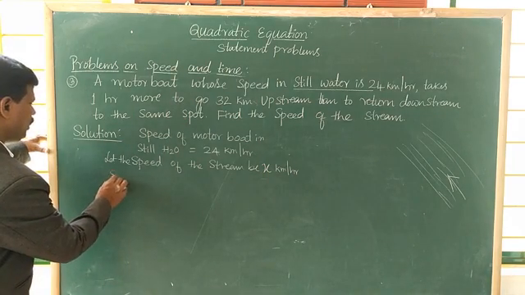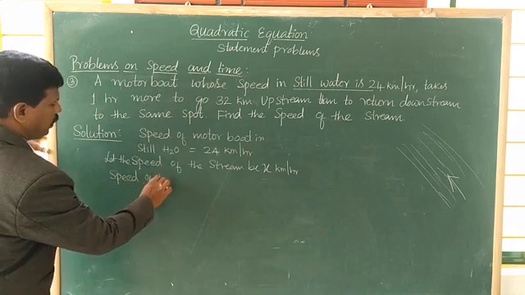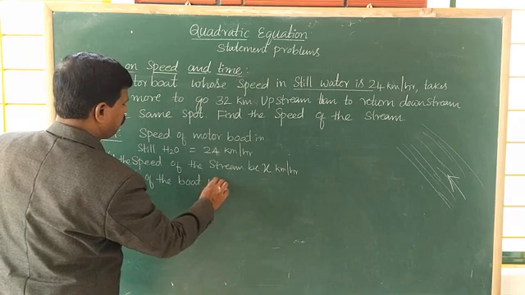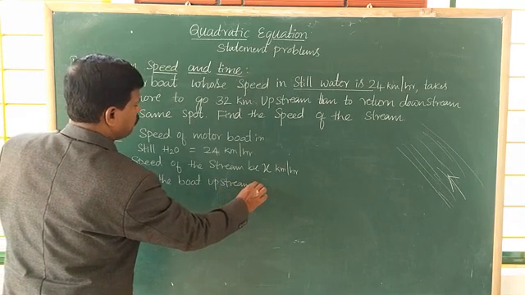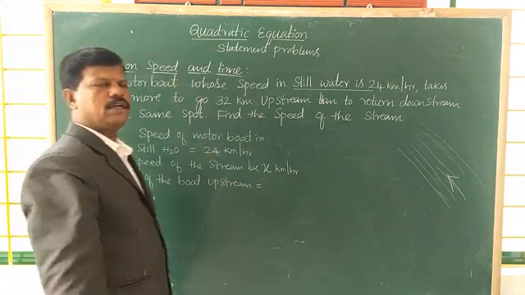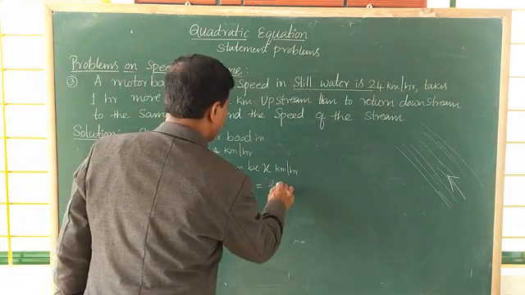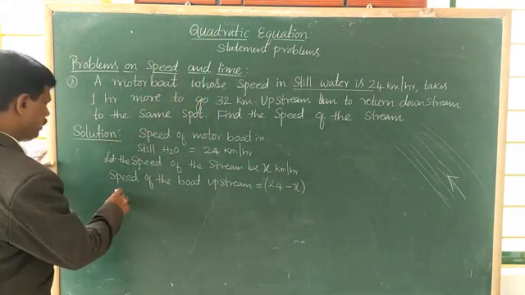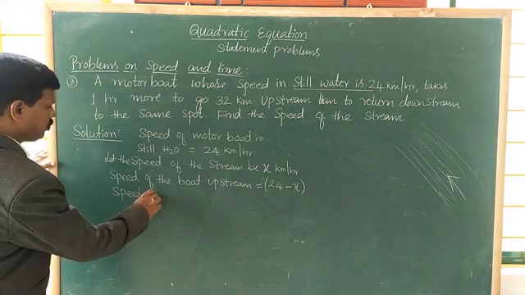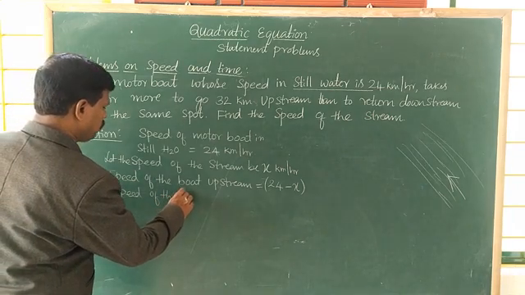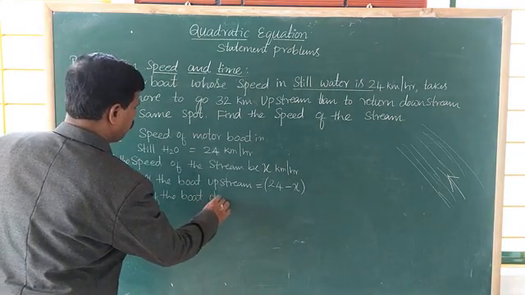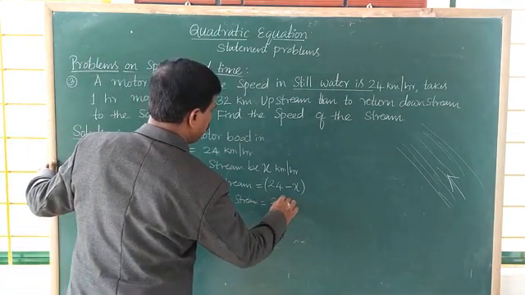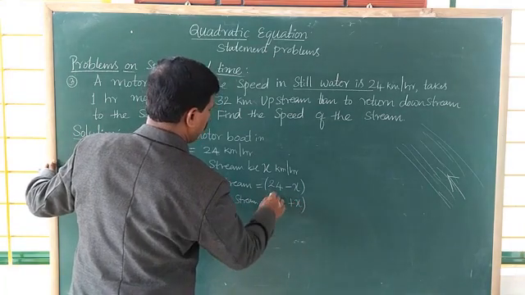Then speed of the boat upstream. So when you are going against the current, your speed decreases. So it becomes 24 minus x. Then speed of the boat downstream. So it is adding the speed of the boat plus speed of the stream, kilometer per hour.